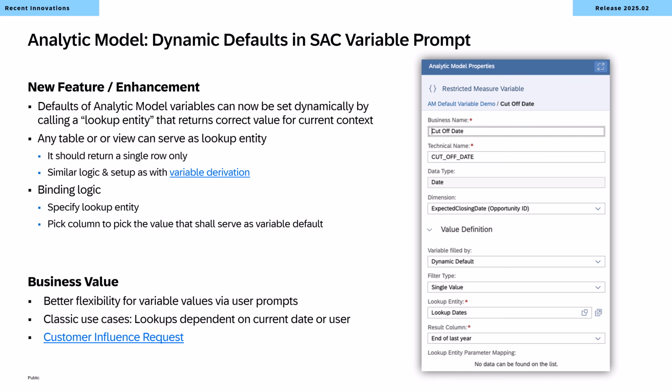And then further down in the screen, you choose this new element here, dynamic default. That's how you want to fill it. It shall be a single value, and it can only be a single value. And then you want to define a lookup entity, and that shall use, by default, the end of last year. So how would this look in the system?